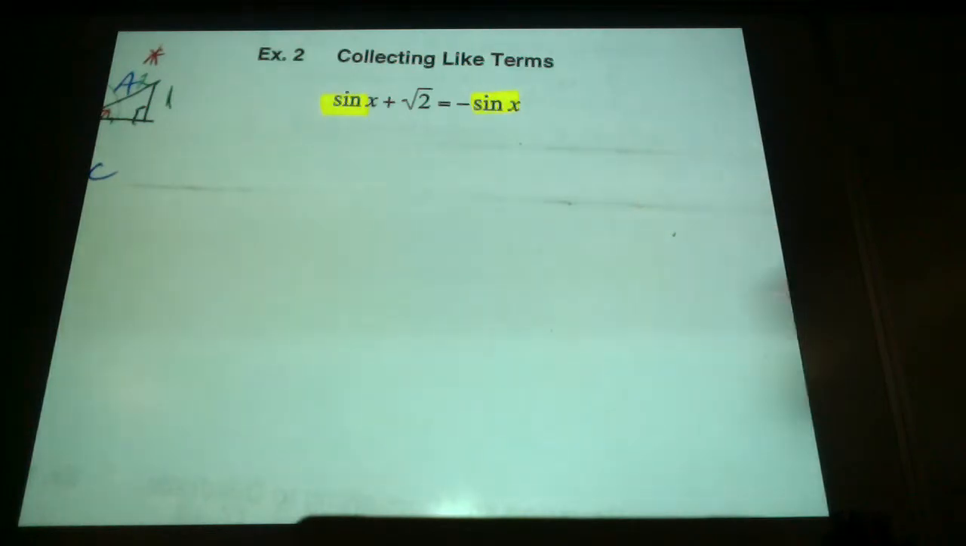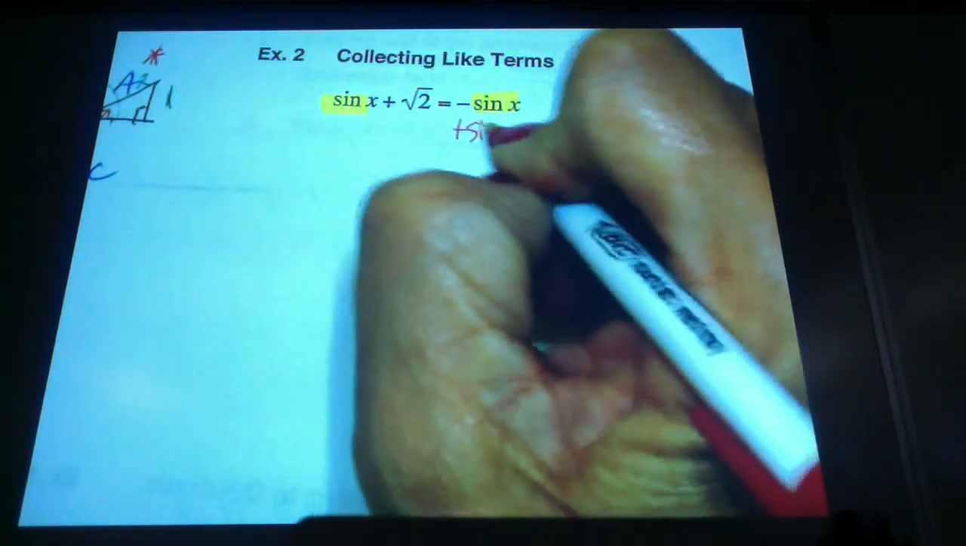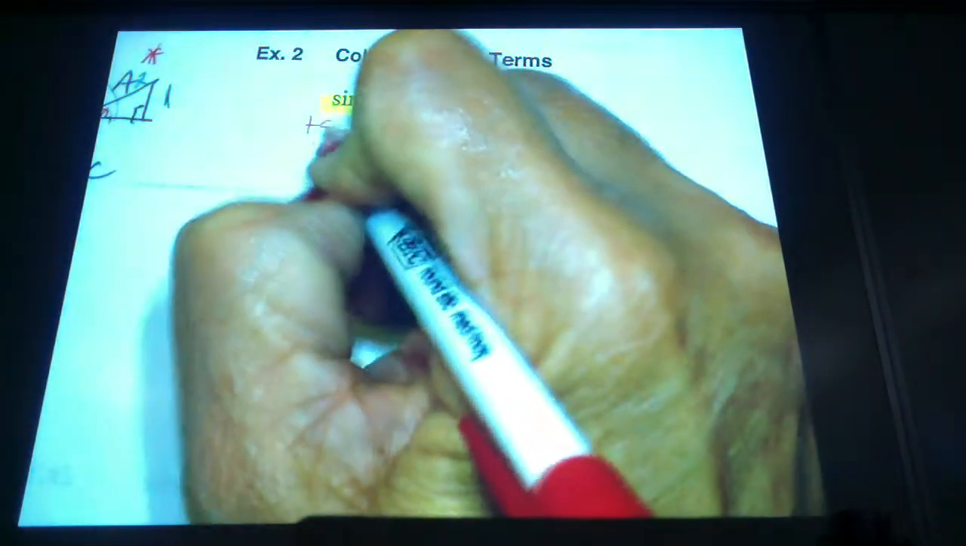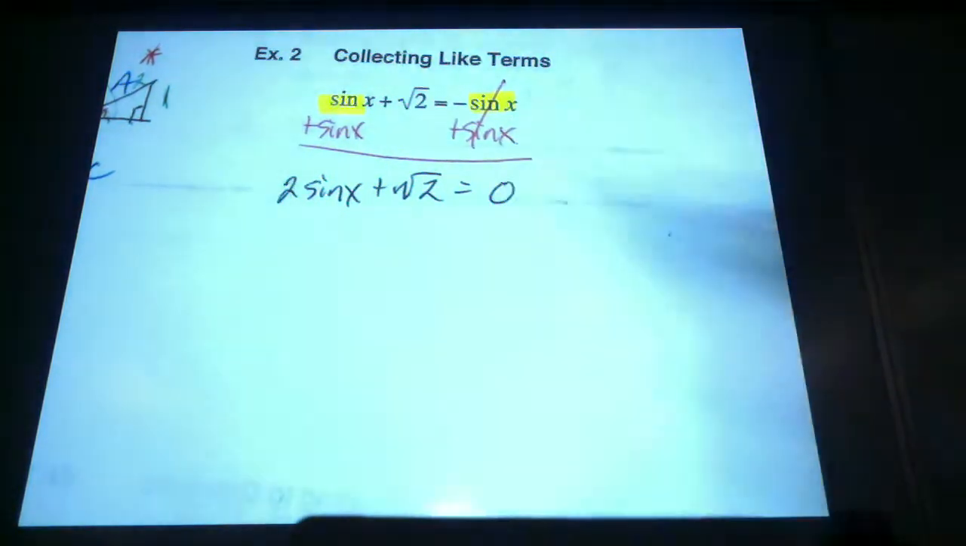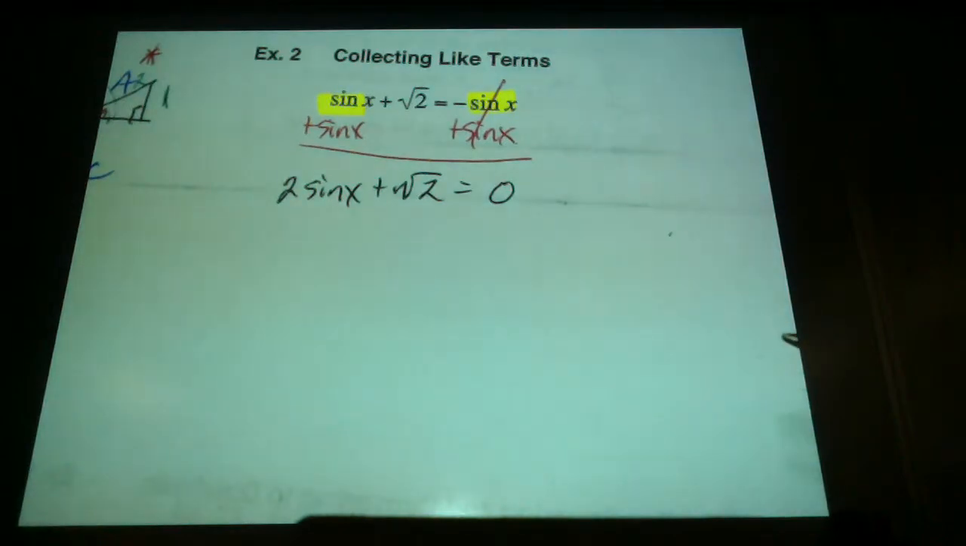And so I'm going to avoid negatives as much as possible. So I choose to add a sine of x to both sides. How many sines do I have on the left? So 2 sine of x plus radical 2 equals, don't I have a 0 on the right? Could you have done this in the same step? Sure, you guys are pre-calc students, but these are your notes.